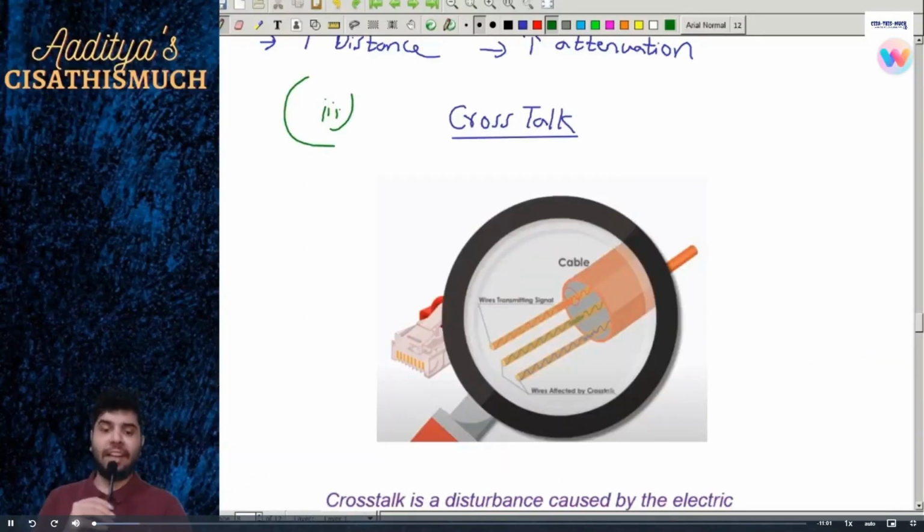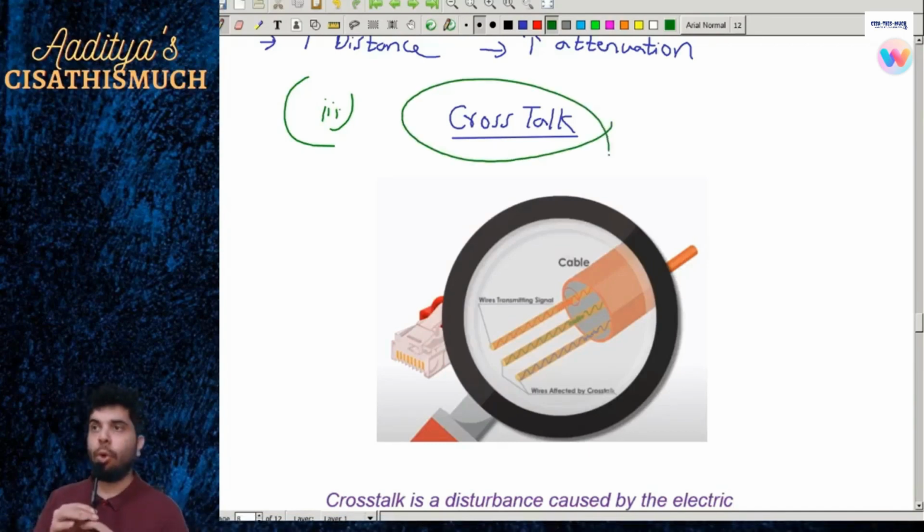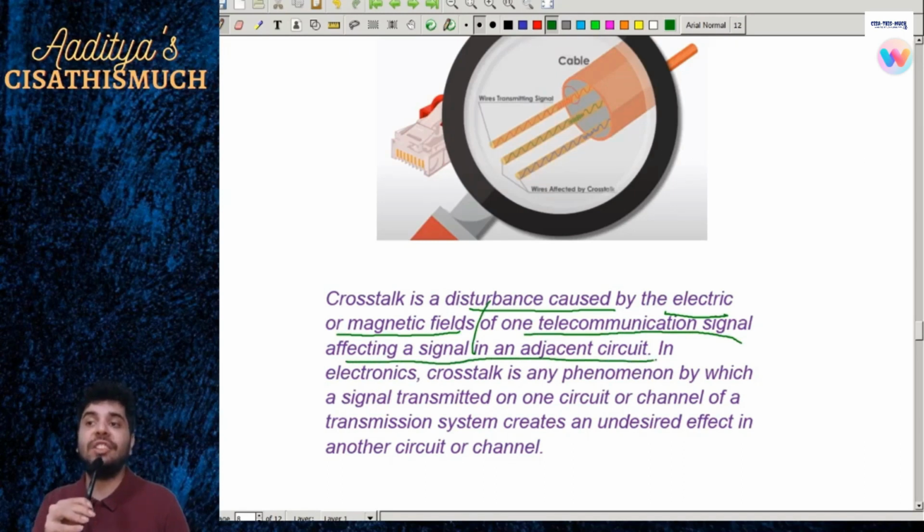Okay, so let's look at the next term, crosstalk. What do we understand when we say the term crosstalk? Crosstalk is a disturbance caused by the electric or magnetic fields of one telecommunication signal affecting a signal in an adjacent circuit. Again, I repeat. Crosstalk is a disturbance caused by the electric or magnetic fields of one telecommunication signal.